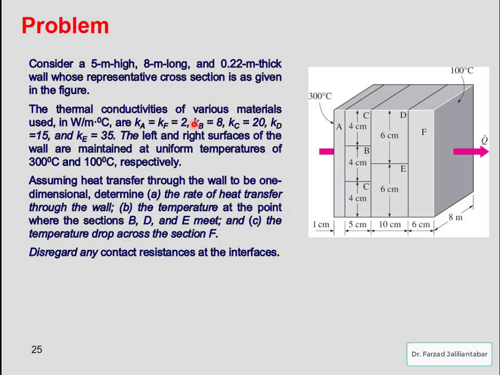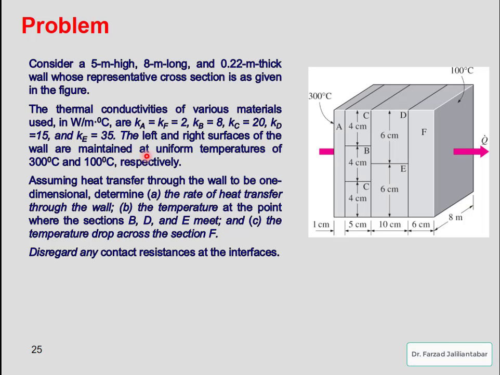The thermal conductivity of the various materials is given in watts per meter degree Celsius. Ka and Kf are equal to 2, the thermal conductivity of A and F. Kb is 8, Kc is 20, and Kd is 15 watts per meter degree Celsius. And the thermal conductivity of material E is 35 watts per meter degree Celsius.